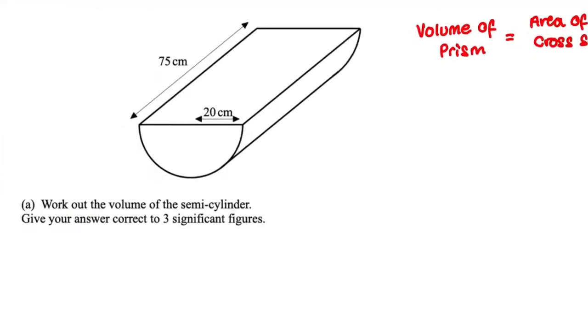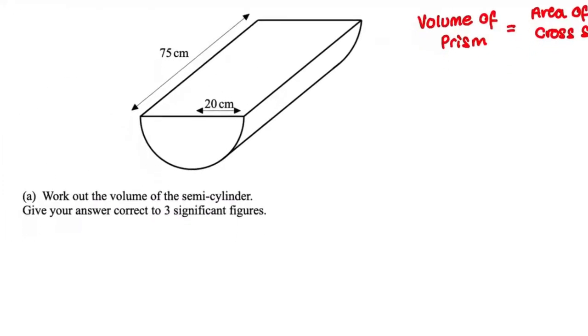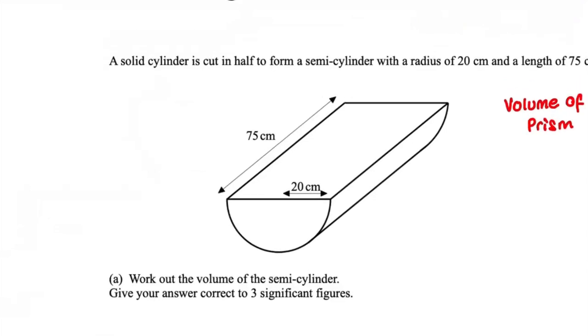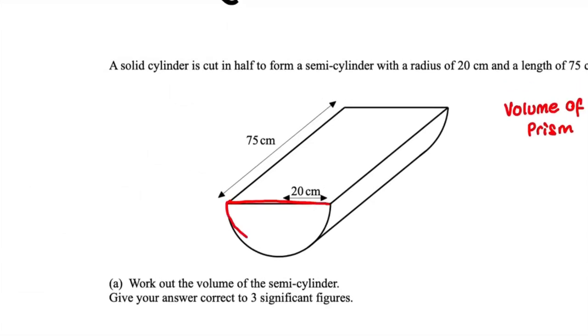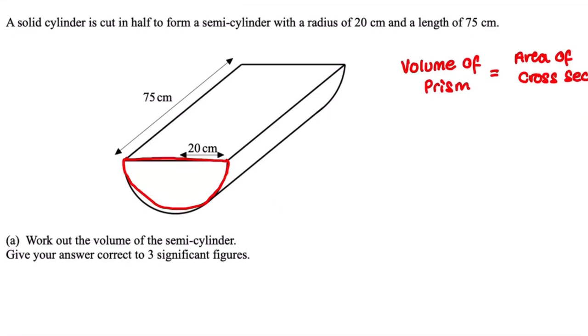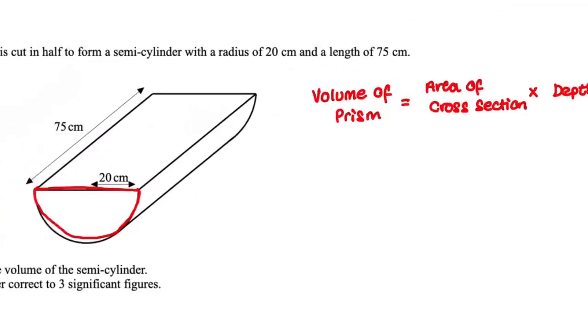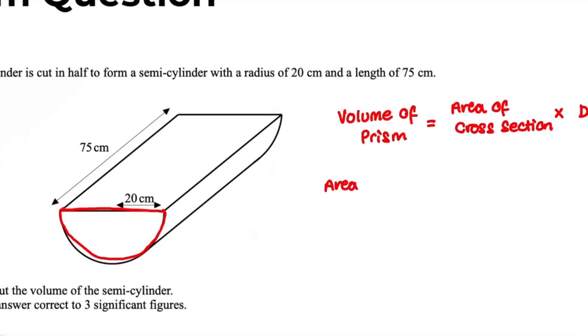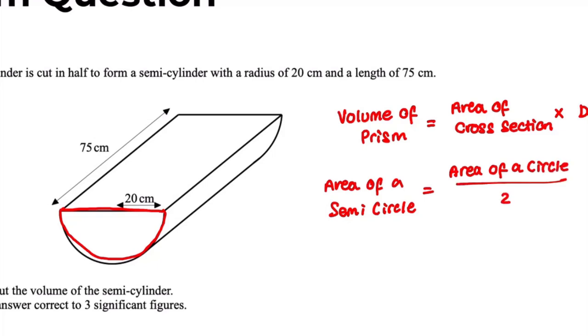Now, the cross section in this case is not a circle. It's a semicircle. The main shape is no longer a circle. We have a semicircle, which is in place over here. So what we're going to do is work out the area of the semicircle. Now, how do we work out the area of a semicircle? To work out the area of a semicircle, you have to work out the area of a circle and divide it by 2 because it's half of a circle. So it's going to be area of a circle, and then we're going to just divide it by 2.